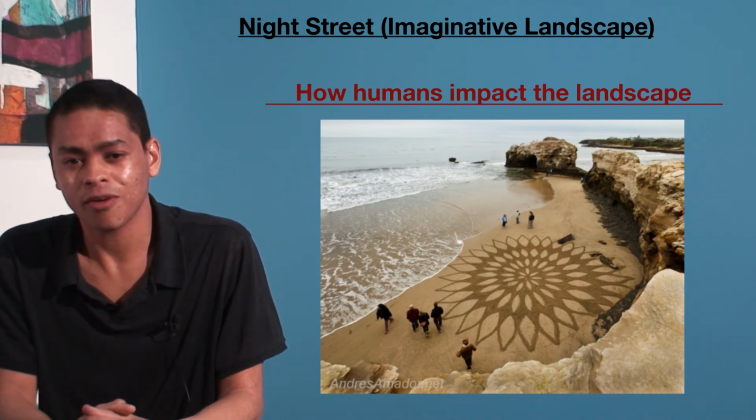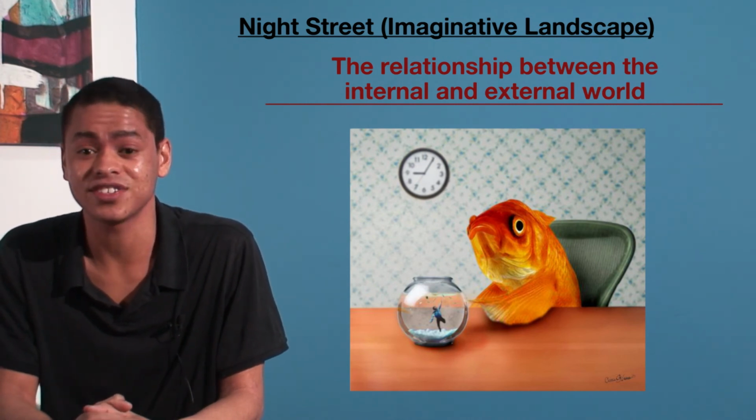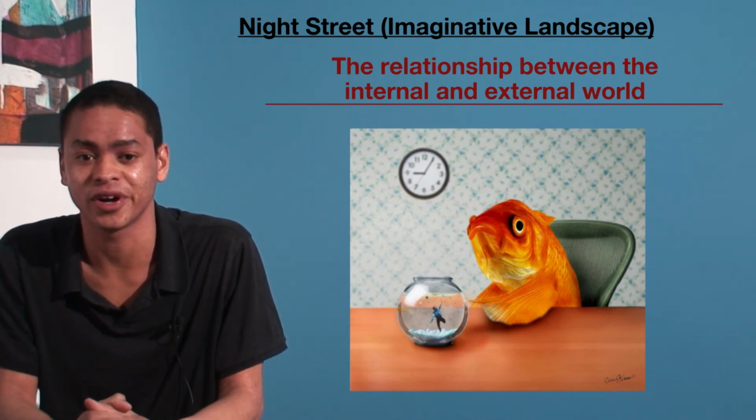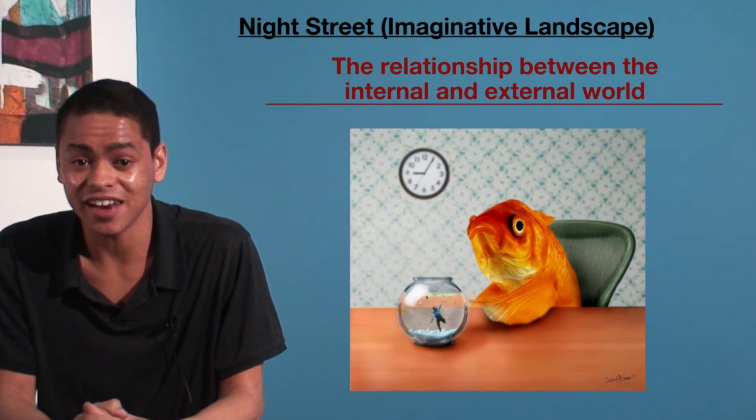Lastly, let's talk about the arguably most important big idea from the text, the relationship between the internal and external world. In particular, we can see this idea through Clarice's paintings and attitude towards life.